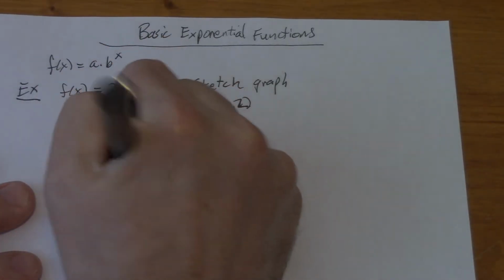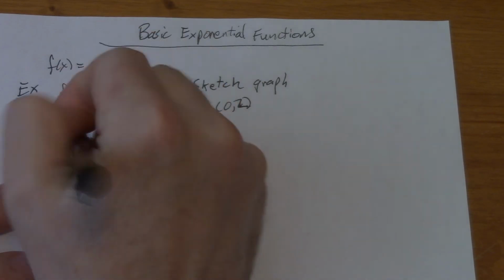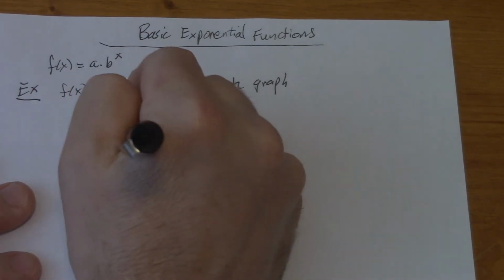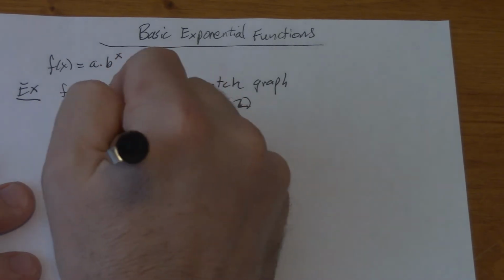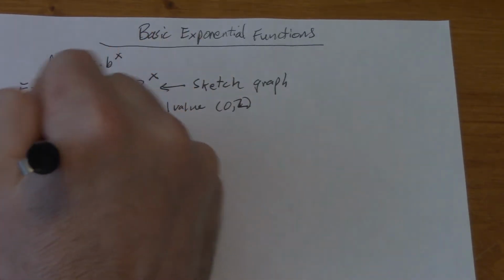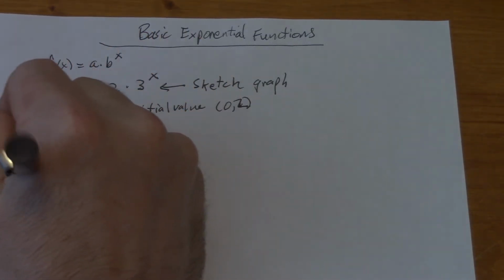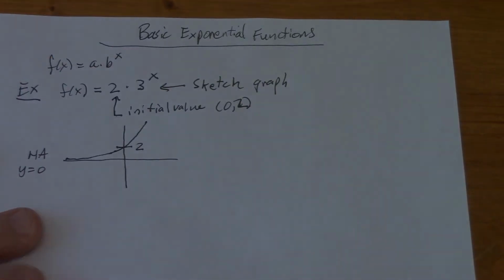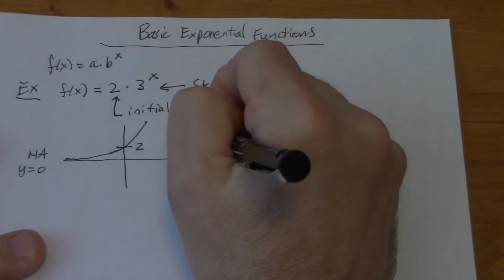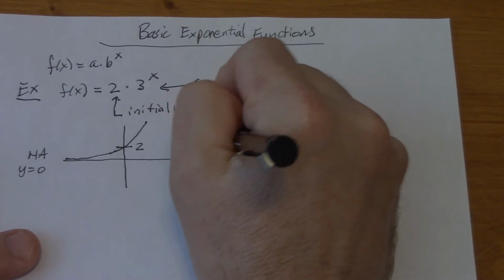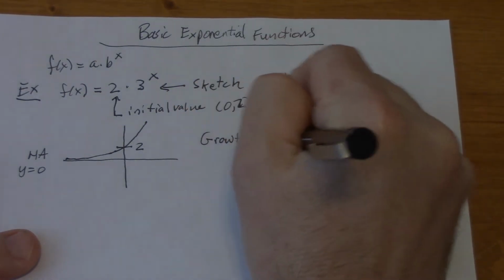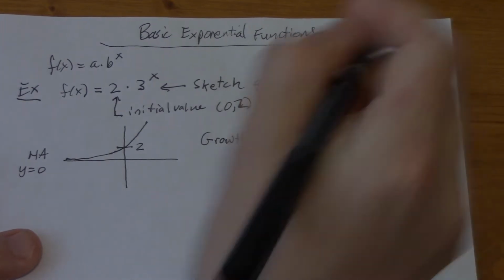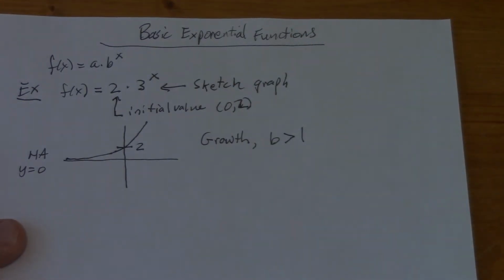And from previously, we had mentioned exponential graphs. So we know the y-intercept here is 2. So we know an exponential graph of this form is going to look like this. We know that the function has a horizontal asymptote of y equals 0. And we know that this is what we call growth. And that's when the b value, the base, is larger than 1.